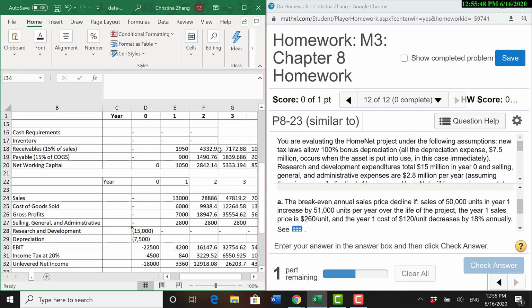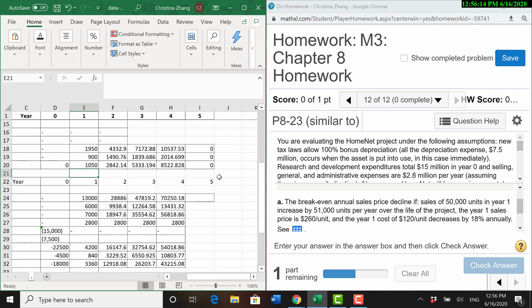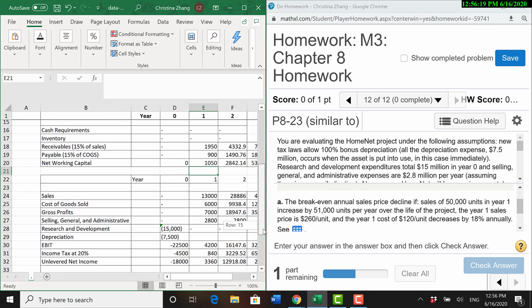So now I have sales and I have cost of goods sold. I can go back to figure out my accounts receivable and accounts payable. My accounts receivable is 15% of the sales. That's the reason I use 15% times the sales. And accounts payable is 15% of my cost of goods sold. Now working capital is current assets minus current liability, which is accounts receivable minus accounts payable. Okay, so same thing for all 4 years. Okay, and my year 5 is going to be 0. My year 0 is going to be 0 as well.